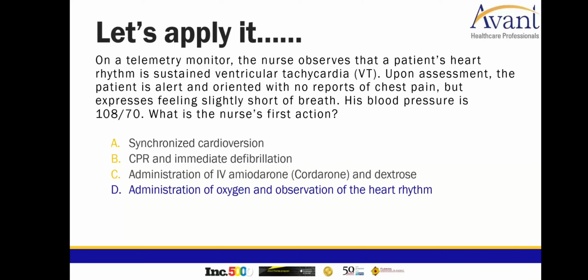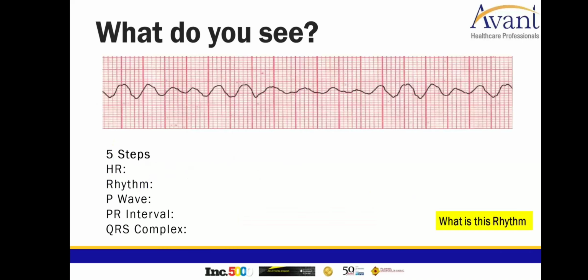A lot of times they try to not fool you, but try to get you to think about first step, second step. First step is you want to apply oxygen. Remember, the heart is under a lot of stress when it's in VTAC, and it needs all the oxygen it can get to maintain and support it. Then you can proceed to give things like the IV amiodarone and dextrose, which is going to take you a little bit more time to do. So oxygen would be the first answer, right?